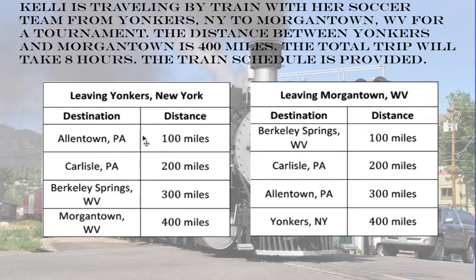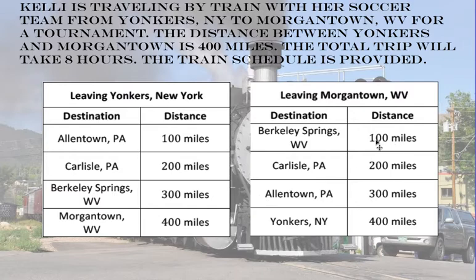Below we have a train schedule provided that tells us when we leave Yonkers, they're going to stop in Allentown, which is 100 miles away, Carlisle, which is 200 miles away, Berkeley Springs, which is 300 miles away, and then Morgantown, which is 400 miles away.